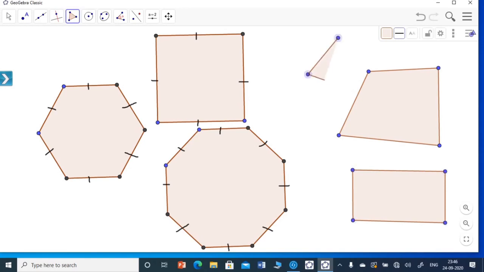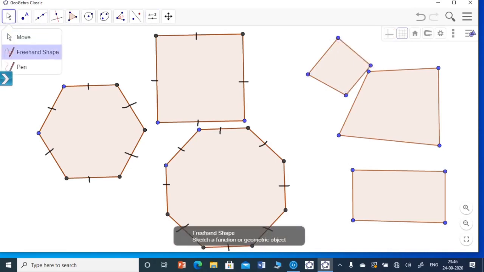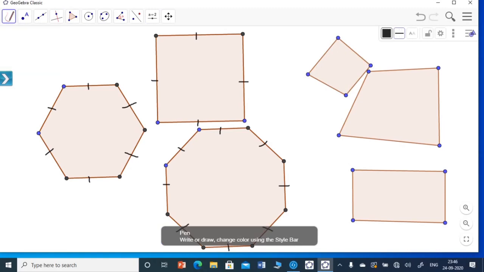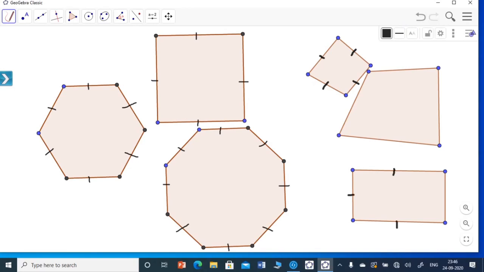It is a rectangle. Rectangle is also an irregular polygon. Now this is a rhombus. It is also an irregular polygon. In rhombus, all sides are equal but all angles are not equal. Therefore, it is an irregular polygon. In rectangle, all angles are equal but all sides are not equal. Only opposite sides are equal.